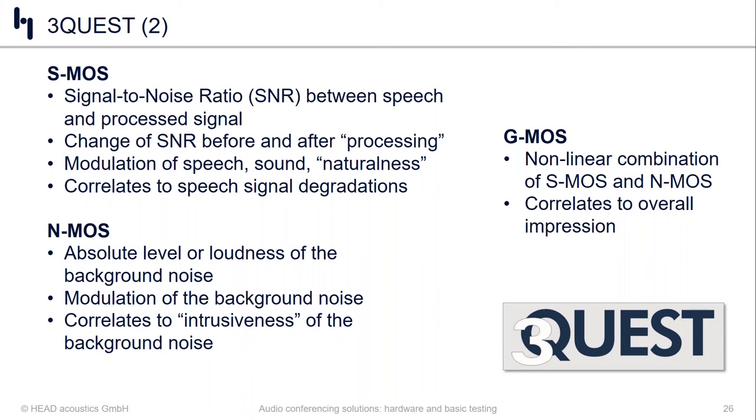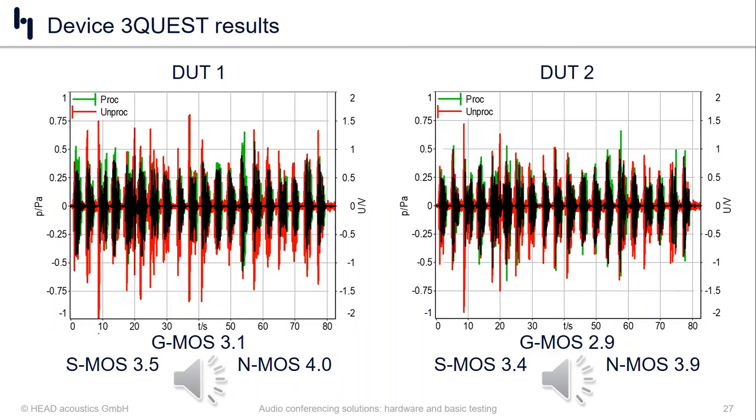And then GMOS, it's not just a linear summation or average of SMOS and NMOS. It's typically fed through a neural network, and it really correlates to some overall impression of the speech and noise suppression of the complete signal. That being said, let's look at how our two Bluetooth devices perform.